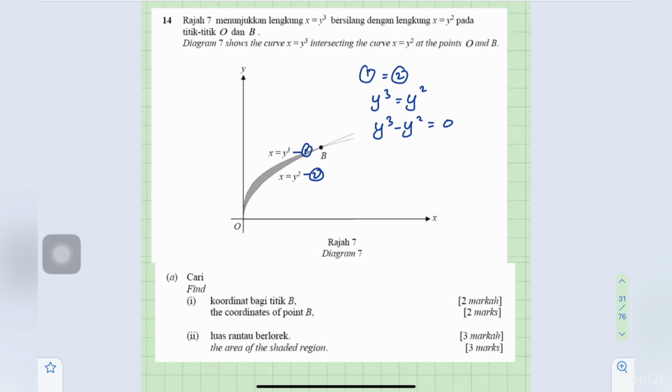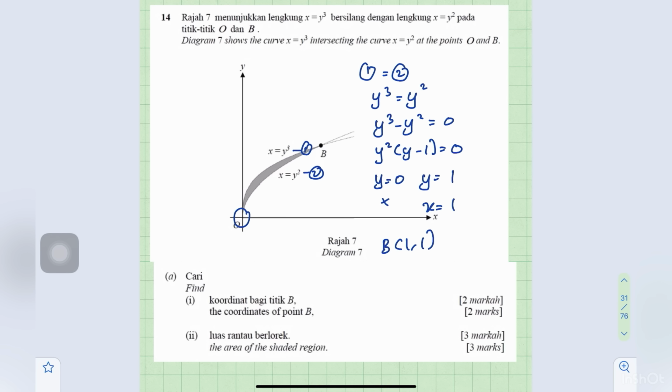So we need to factorize. Okay, so y squared times y minus 1 equals to 0. So ni y equals to 0 and y equals to 1. Okay, so y equals to 0 bukanlah, kalau 0 yang this one kan. So y equals to 1. Okay, dia nak coordinate. So coordinate ada x and y. So substitute into any equation. So kita dapat x equals to 1. Okay, so then point B is (1, 1).